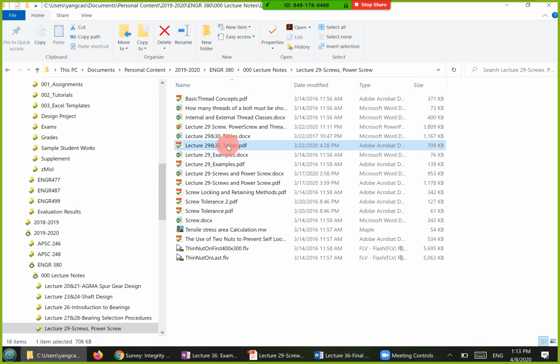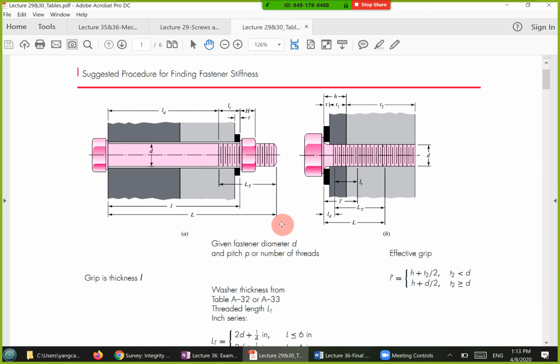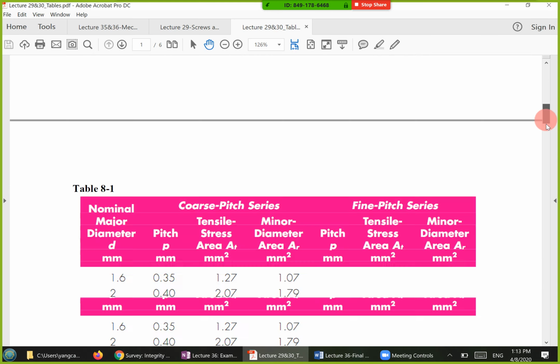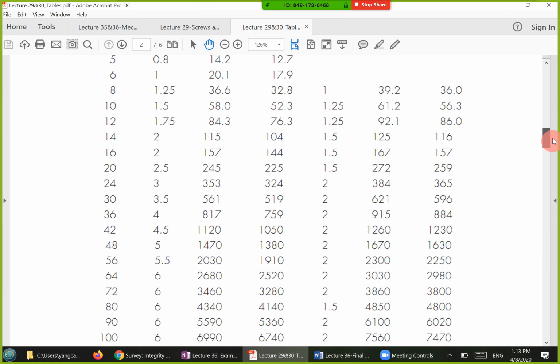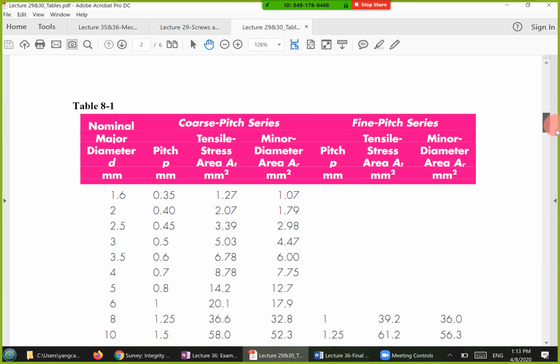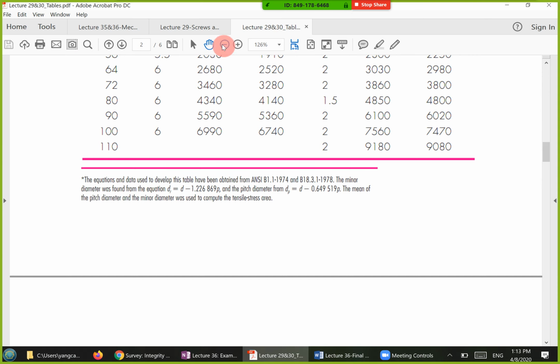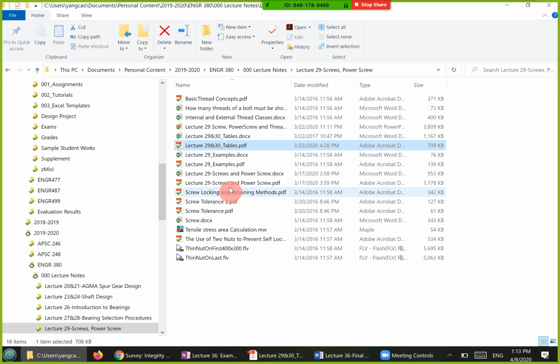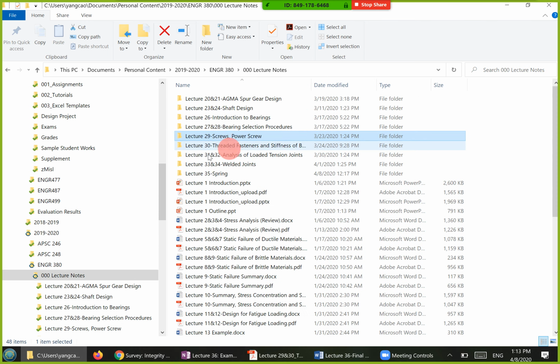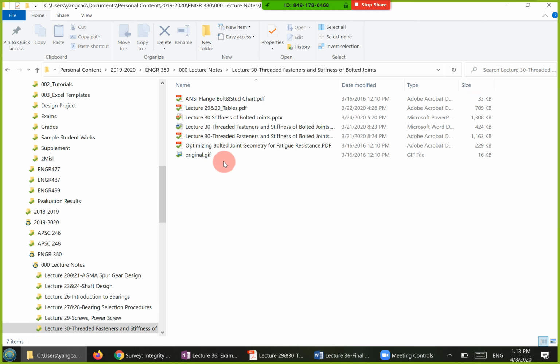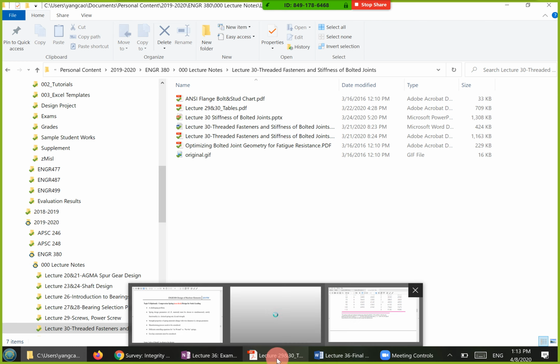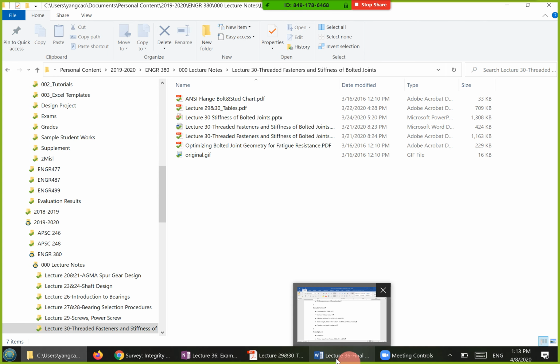I have uploaded a file where I have collected all the necessary tables, so you can save some time looking into your appendix or the actual tables in the textbook. It may not have every table, but I think it should have all the tables. So 29 and 30. Take a look at that. You can print it out and use it when you're answering the final exam questions. It'll come in handy.